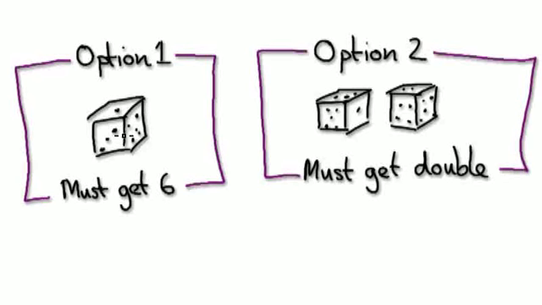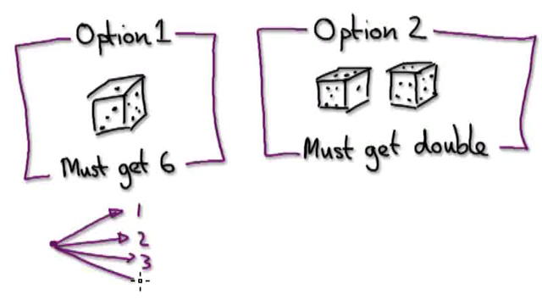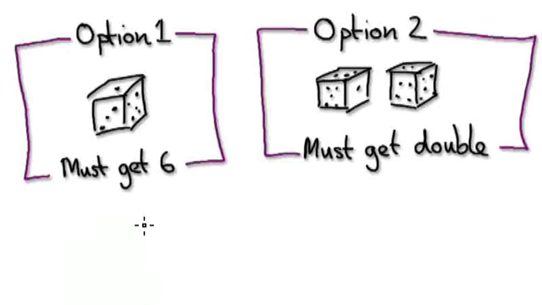So with probability, you always try to draw a map of all the possible things that could happen. If you look at option one here with one die, you can get a 1, a 2, a 3, a 4, a 5, or a 6. Well, the probability of you getting a 6 would be P of 6 equals 1 out of 6.